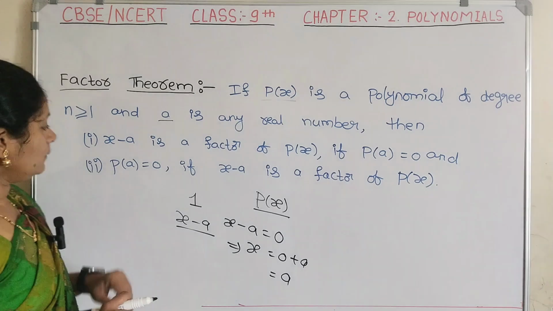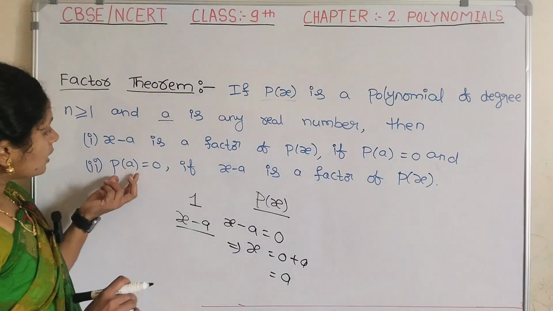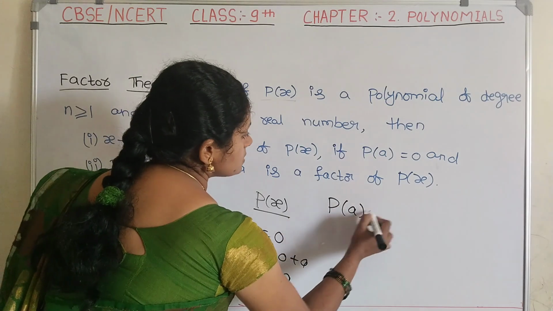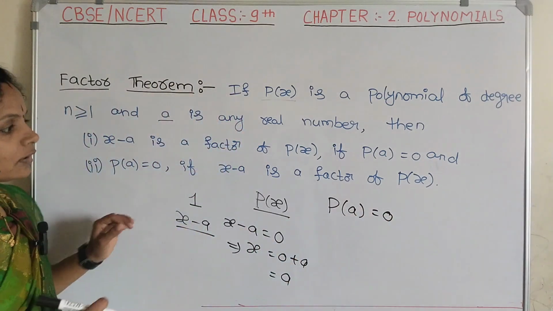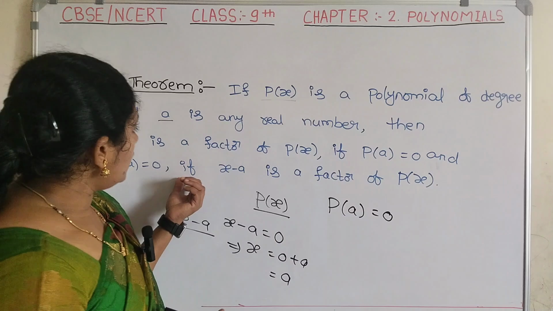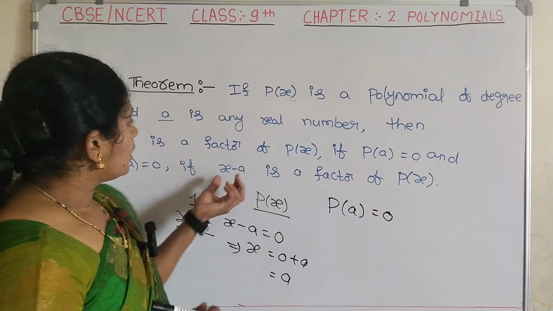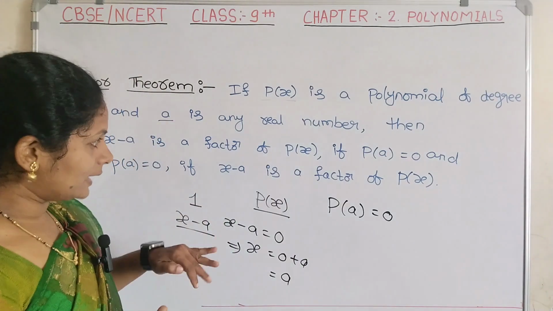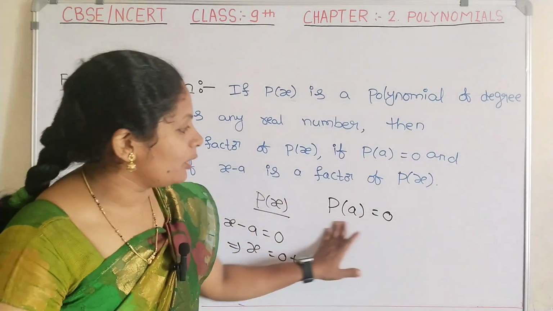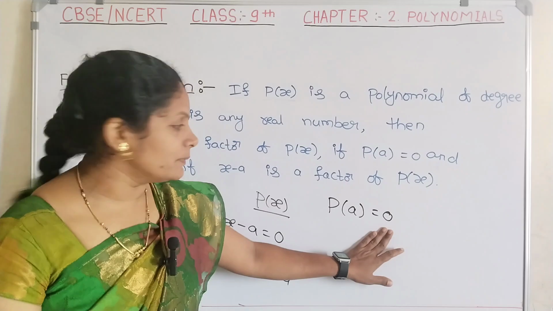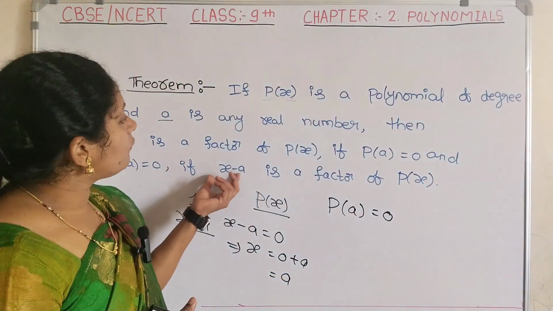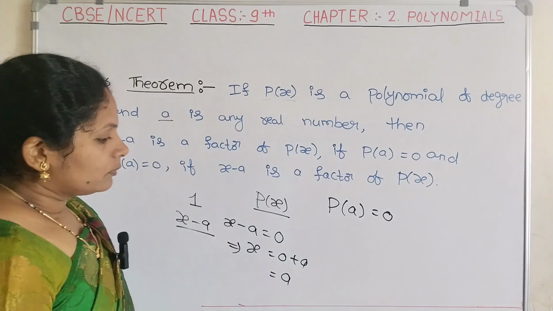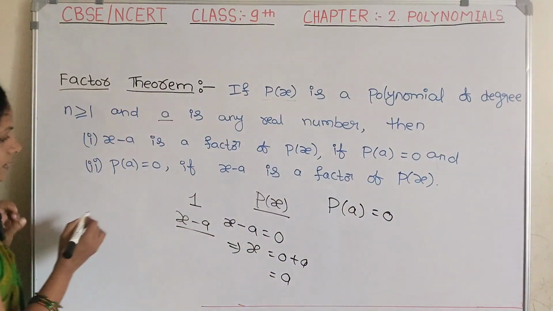And the second condition: suppose p of a is equal to 0, then we can say that x minus a is a factor of p of x. If p of a becomes 0, then what can we say? If x minus a is a factor of this, let us take an example.